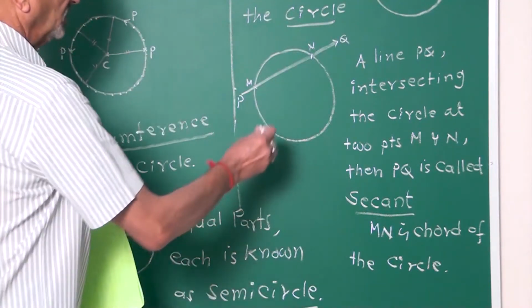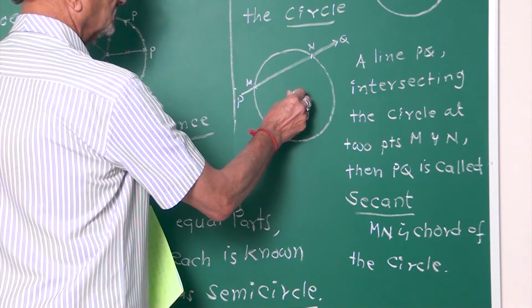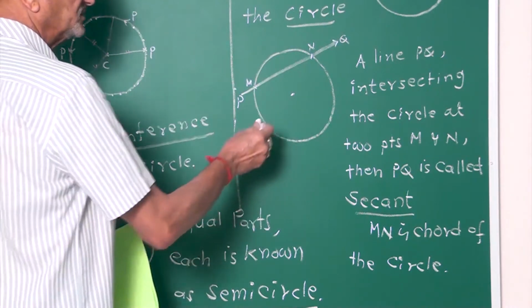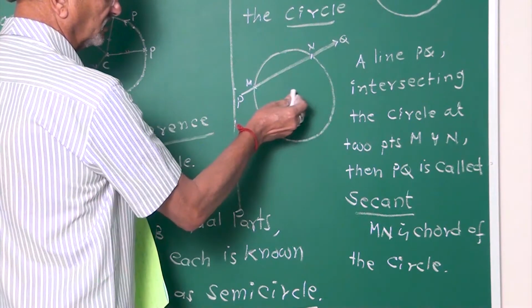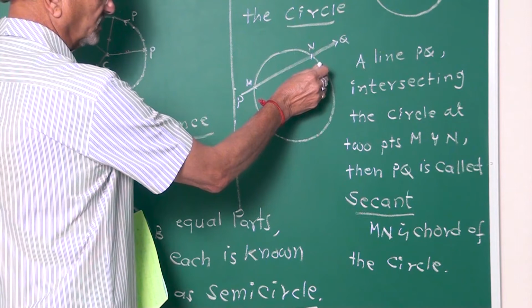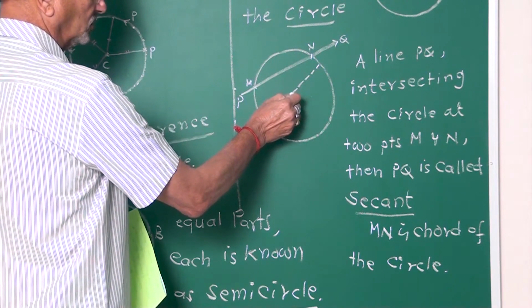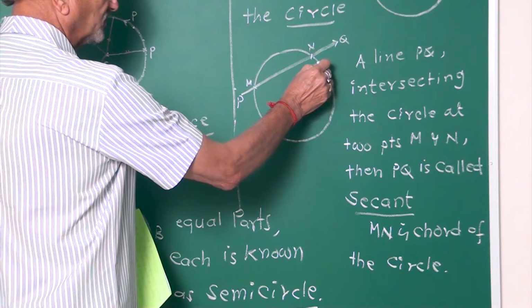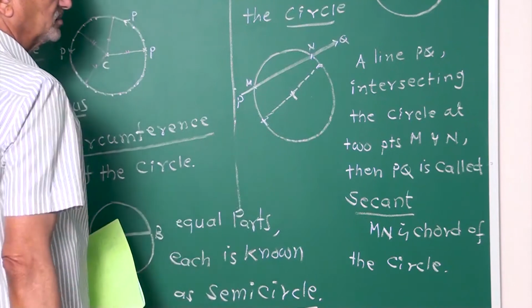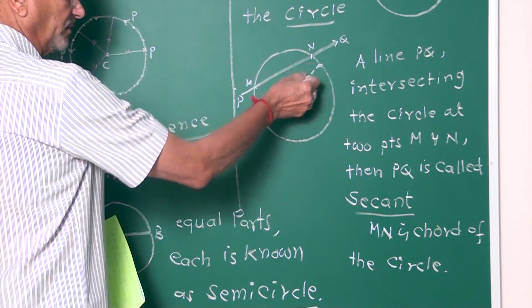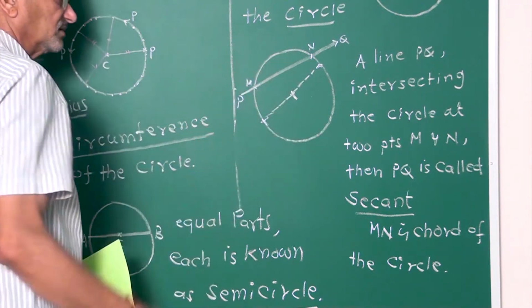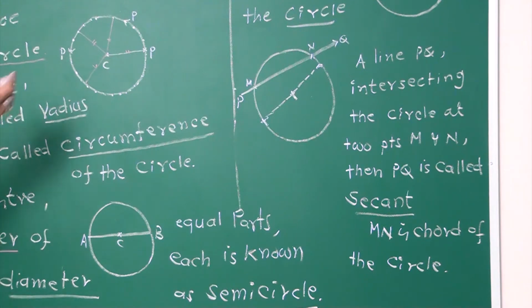Yes, my friends. This is the center of the circle. Then from this definition it is clear what? A chord through the center is known as diameter of the circle. This is diameter of the circle. And diameter is the longest chord of the circle. Yes, copy it, my friends.